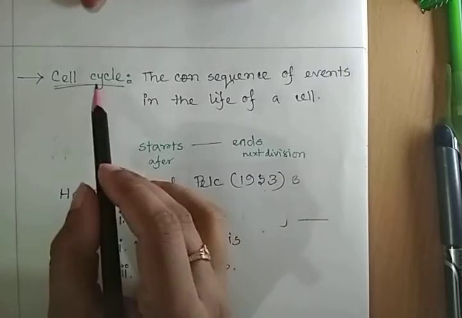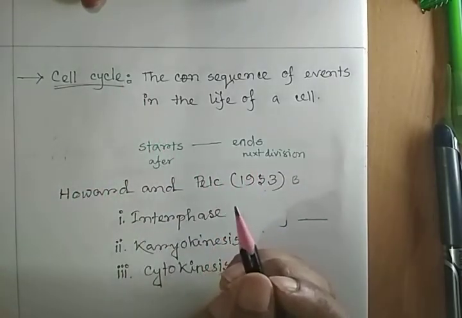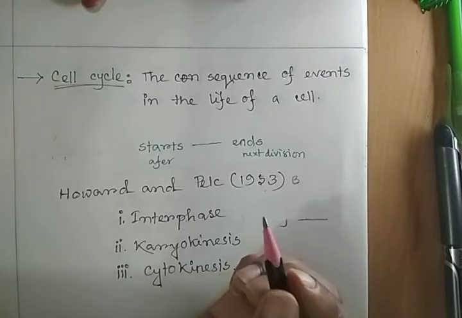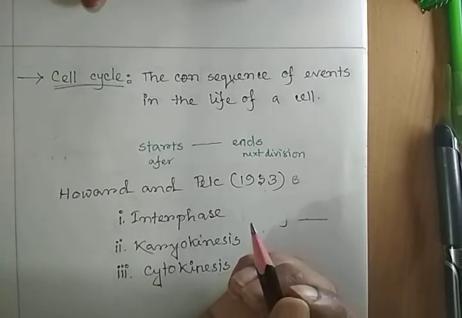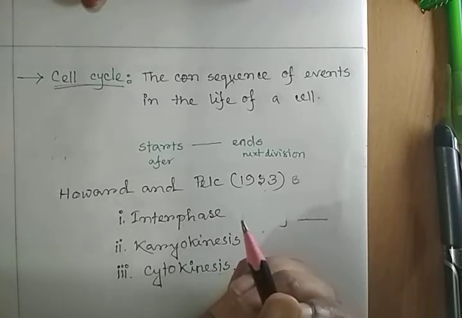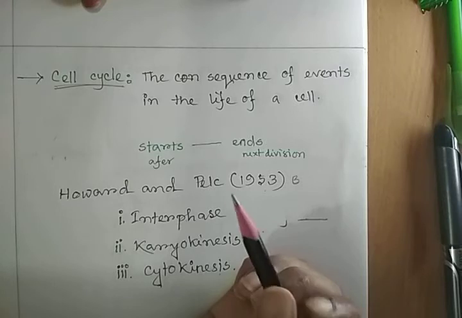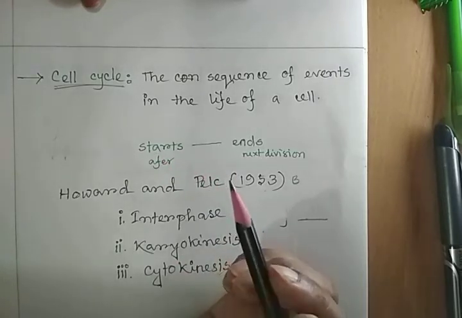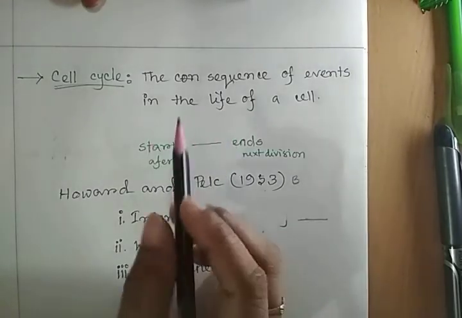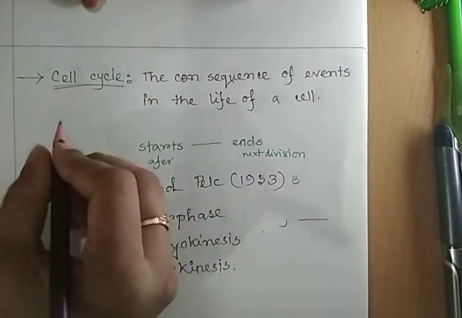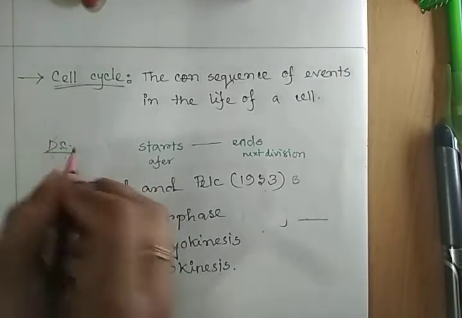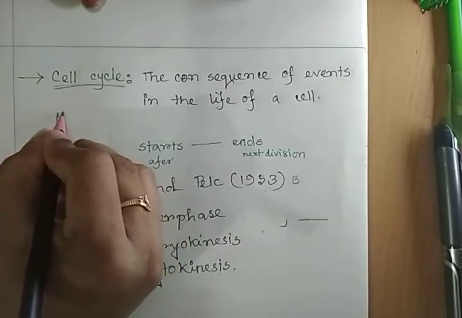Before knowing the cell cycle, we know that a cell is the structural and functional unit of a living organism, and every cell comes from a pre-existing cell only. That means if you want a new cell or new life, we must have a pre-existing or old cell. And always we get a daughter cell or new cell from a mother cell.